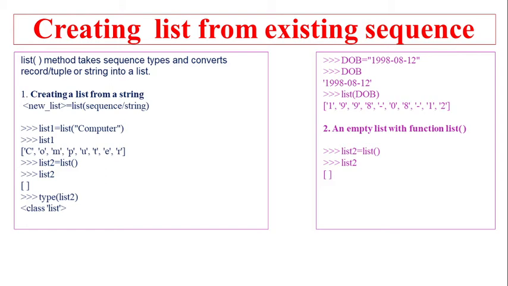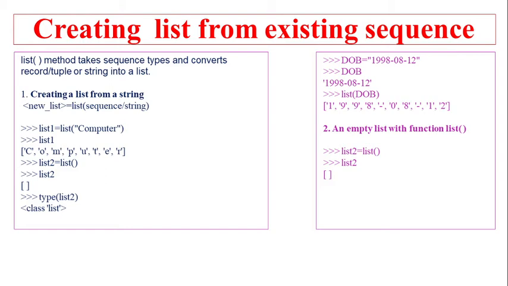So the first method is creating a list from a string. That is, we already have a string and we are converting that string to a list. We are not creating a list afresh, but we are creating a list from an existing string. Hope you get the idea. New list equal to list of sequence of string, and we have some examples here.